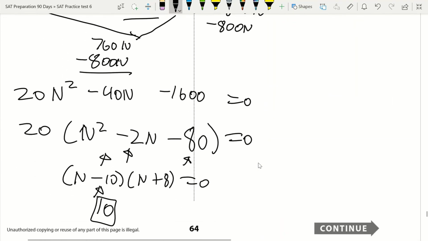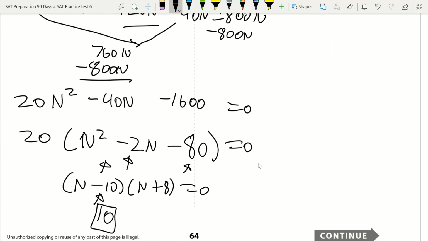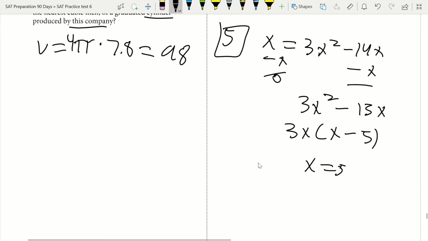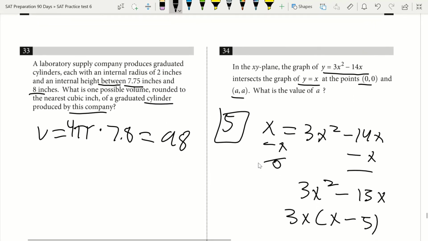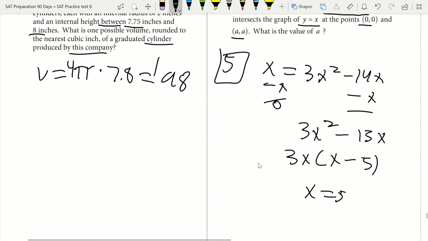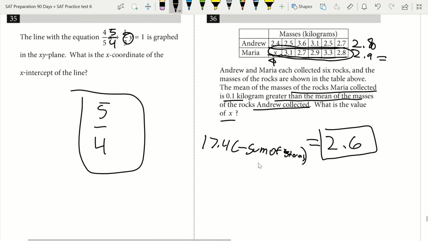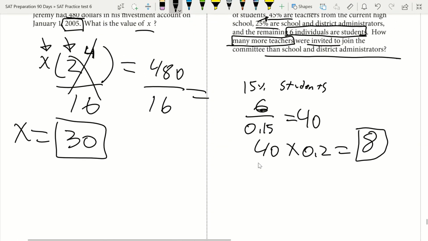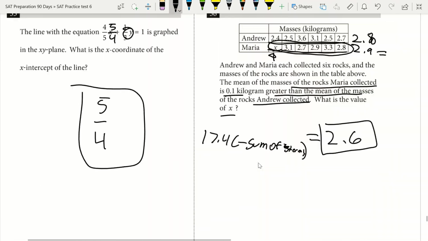31, 10, 32, 31, 33, 98, 34 is 5. I'll go ahead and circle 98 as well, so you just see that that's my answer there. All right, and then 35, 5 over 4, 36, 2.6, 37, 30, and then 38 is 8. All right, so at that point, I've checked all of them.